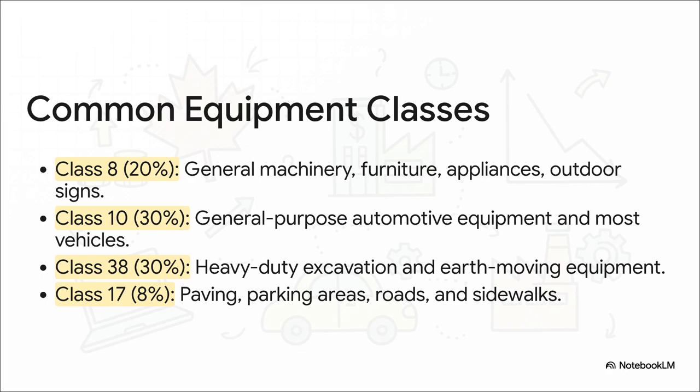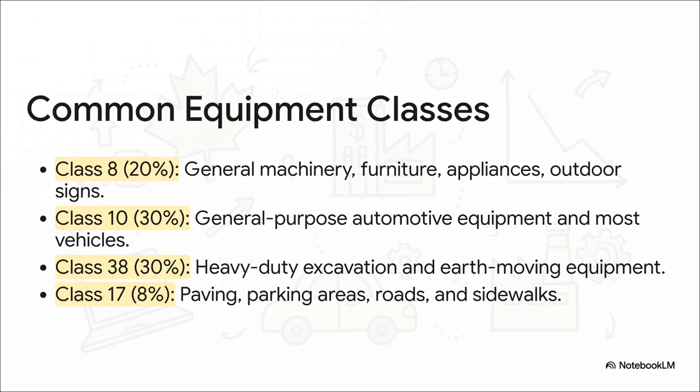Class 8 is a pretty broad catch-all for general equipment, and it has a 20% rate. That's your desks, your furniture, your photocopiers. Class 10, at a faster 30%, covers most cars and trucks. For more specialized, heavy-duty machinery like bulldozers, there's Class 38, also at 30%. And believe it or not, even the parking lot and sidewalks have their own category, Class 17, which depreciates at a slower 8% rate.